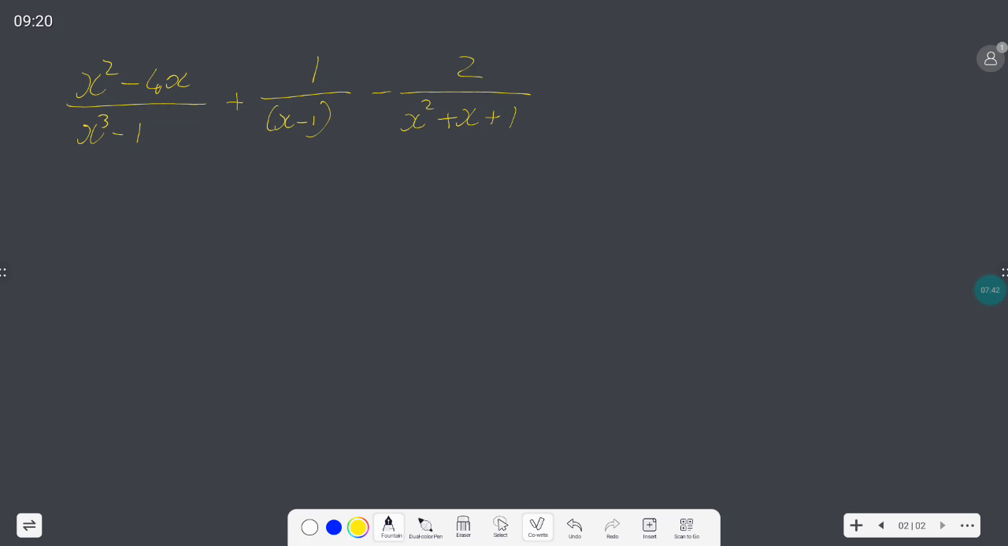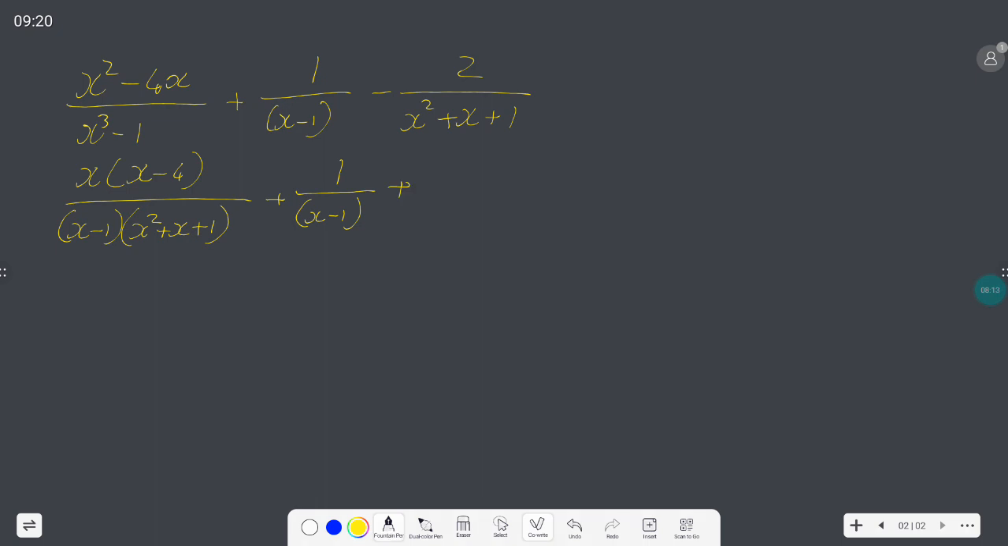What can I take out commonly in the first one? I take out x. I'm left with x cubed minus 1. That's a difference of cubes, so I have to apply my formula. It is x minus 1 times x squared plus x plus 1. Okay. And on this side, that one's already factorized, so I can leave it as x minus 1.